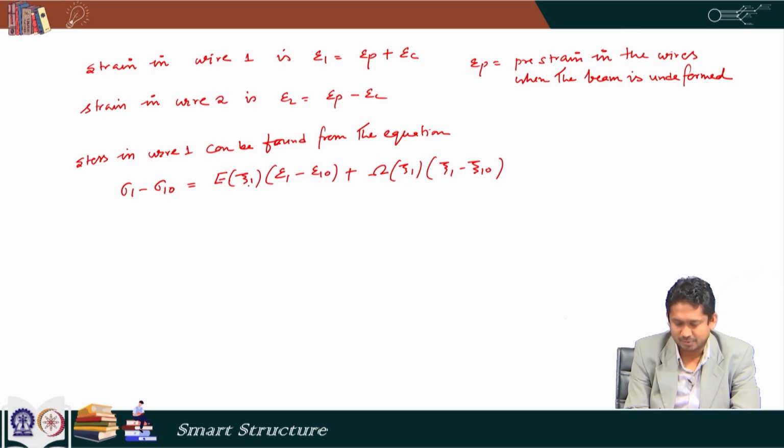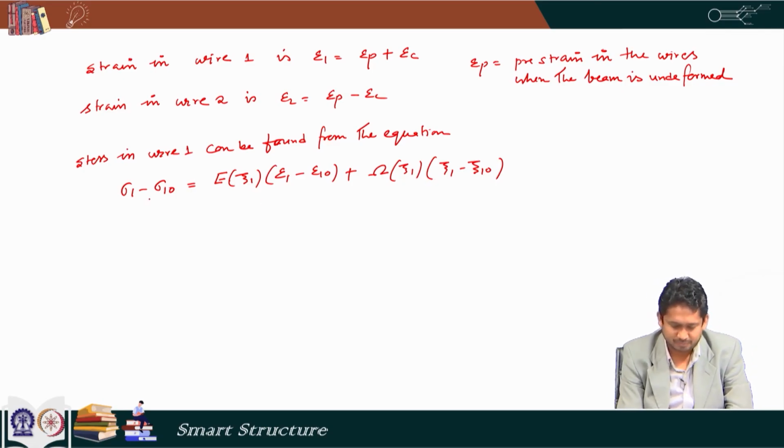So, here xi 1 is the Martensite volume fraction in wire 1, and epsilon 1, 0 is the initial. So, it is not epsilon 10, it is epsilon 1 comma 0. 0 means the initial configuration; epsilon 1 means the strain in wire 1, 0 means initially how much it was. So, there is a change in the stress in wire 1.